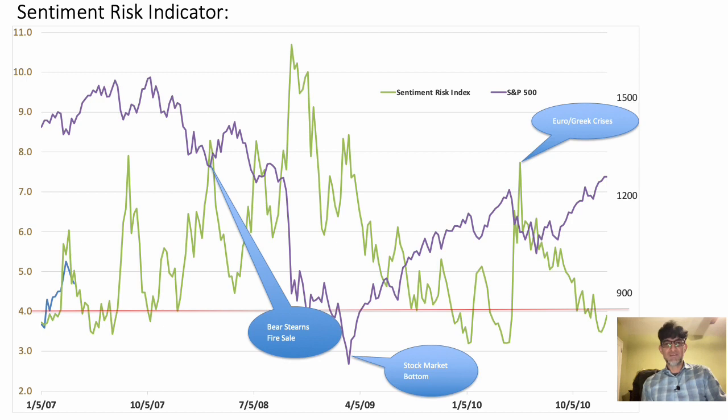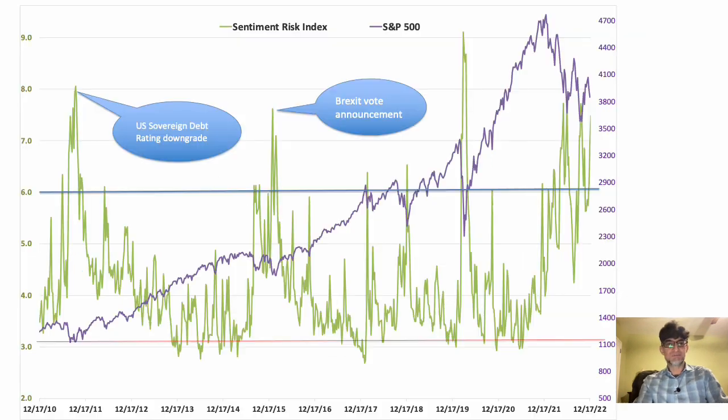And so I think we covered everything except one more thing, the Greek crisis and the Euro crisis. It accurately gave a strong buy signal of about 7.8 during that Euro crisis back in about May, June of 2010. So let's go to the next page.